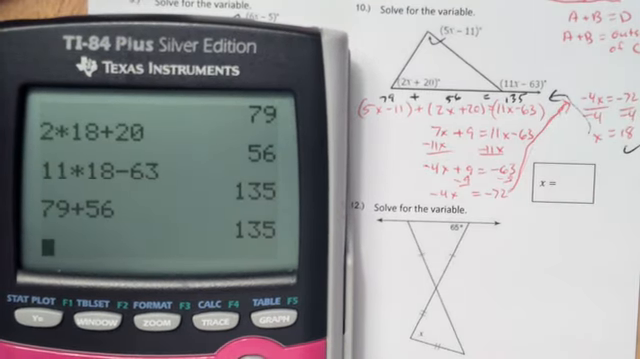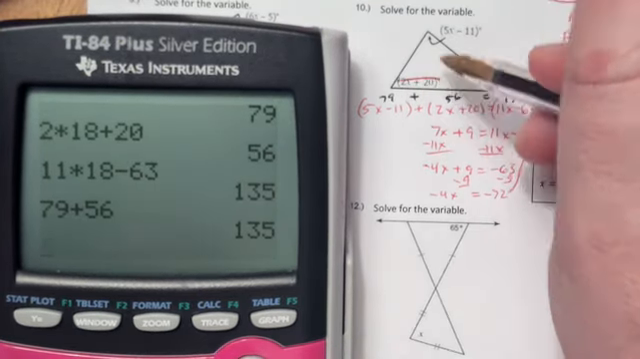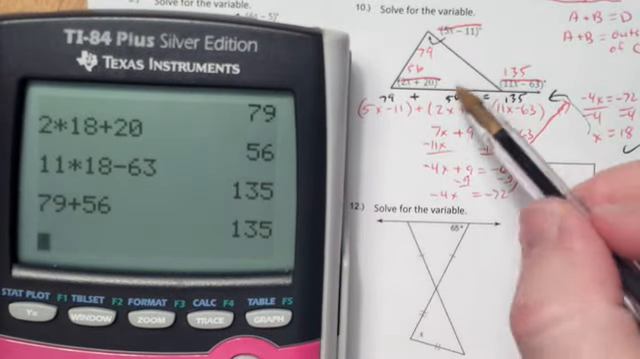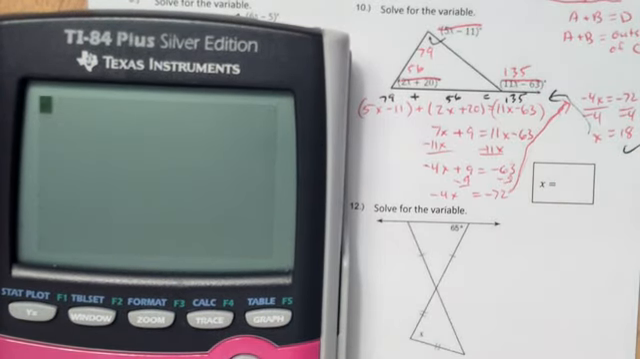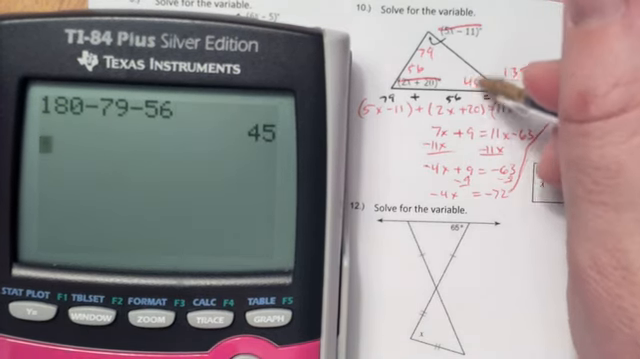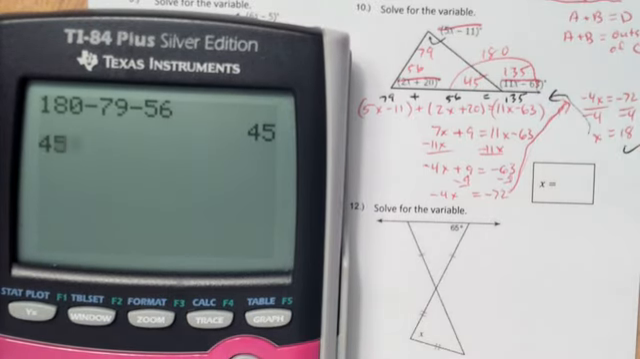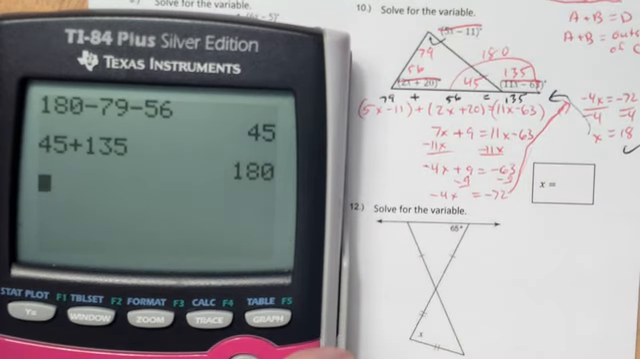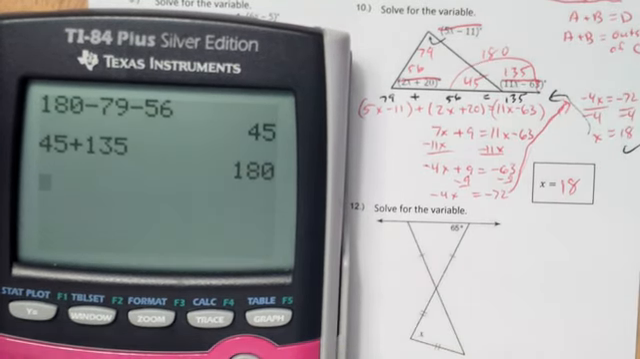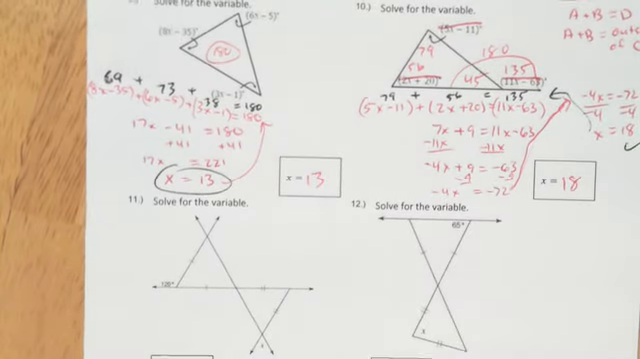Now, if I put this back in the picture, I know that this right here was 56. This right here was 79. This right here is 135. And 180 subtract that 79 and that 56, I'd be left with 45 right here. And does 45 and 135 make 180 degrees? Yes, they do. So I'm like super solid that this is correct. So my x was 18. All right, you guys are doing great.